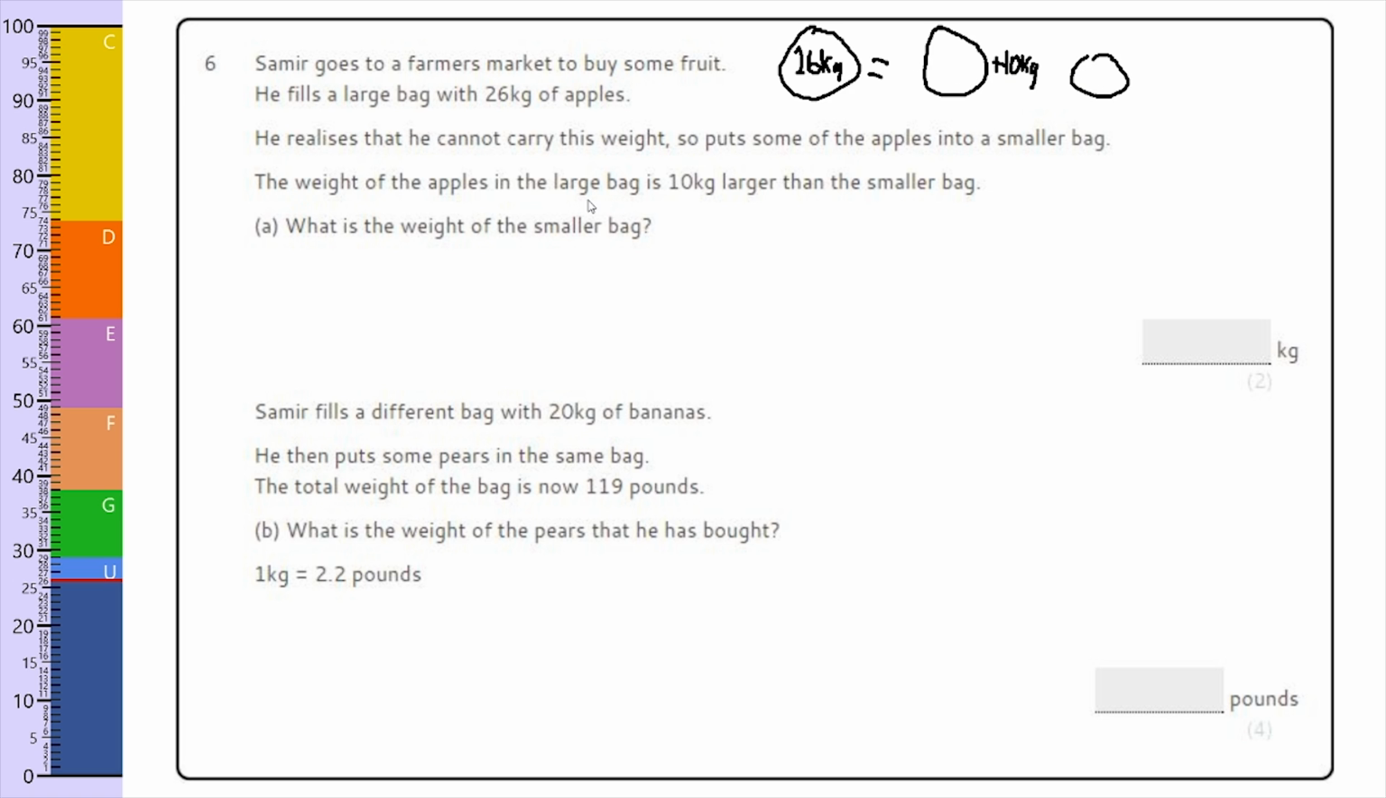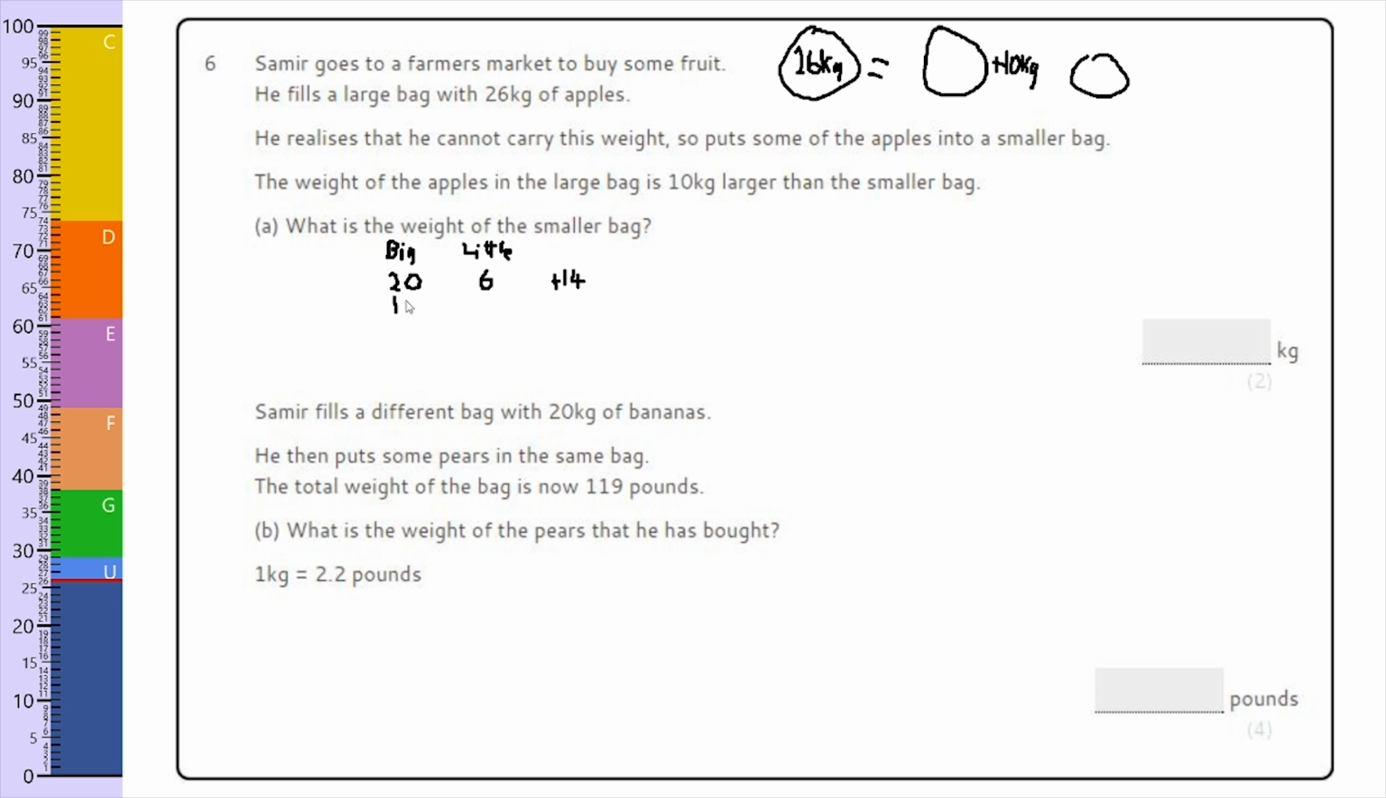There's two different ways of doing this. You can do trial and improvement. So if I do the big bag there and then the little bag or smaller bag or whatever you want to call it. So let's guess. I think the big bag's 20, therefore the little bag will have to be 6 for it to add to 26. The difference between those though is 14. So that's not what the question says.